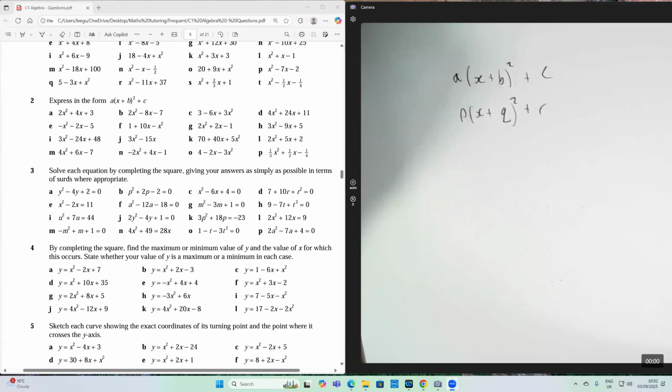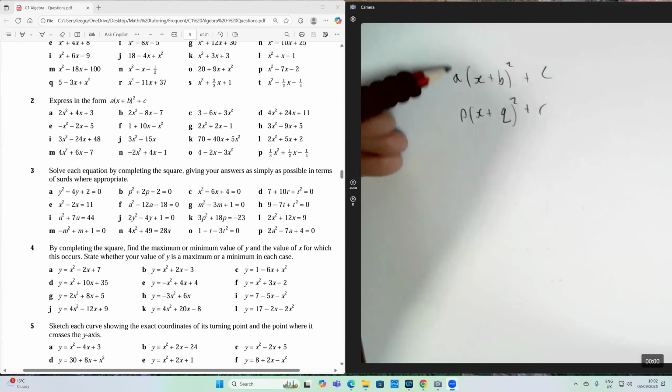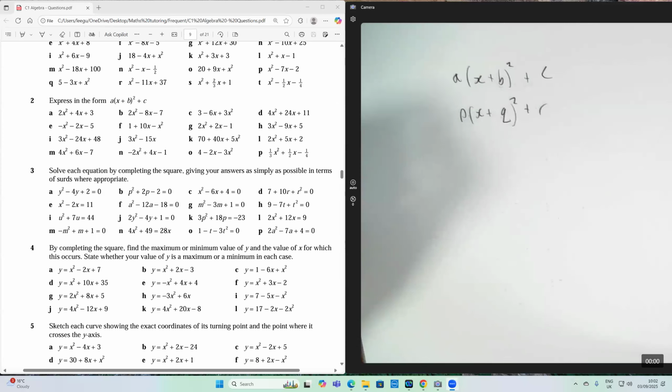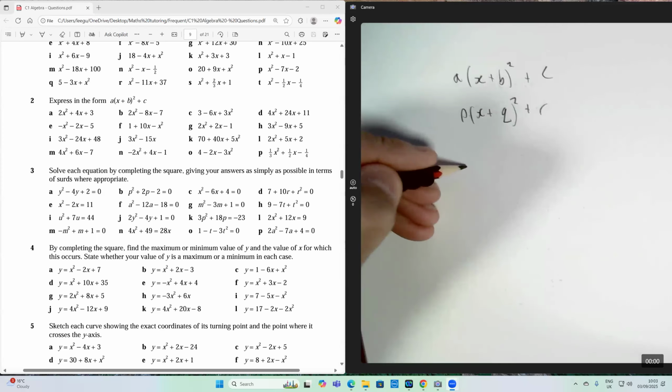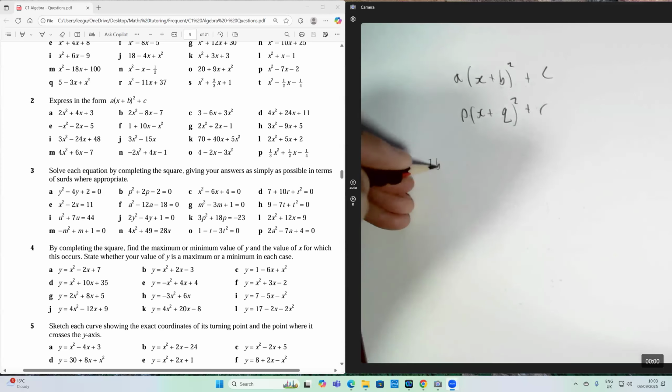You might also see it as p(x + q)² + r, or they could use any variant of the letters. And again, a question would typically not say complete the square. A question would typically say write this quadratic in this form. So let's have a look at one. It's a little bit different this time. So we'll do question 2b to start us off.